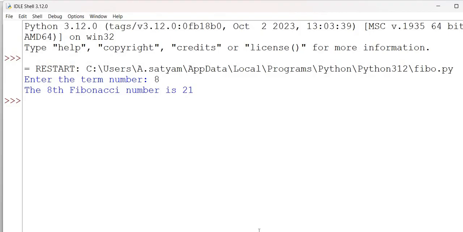The same thing, the Fibonacci number or factorial explained in the algorithm, the same thing you can implement in two languages, one is the C language, another one is the Python programming language.